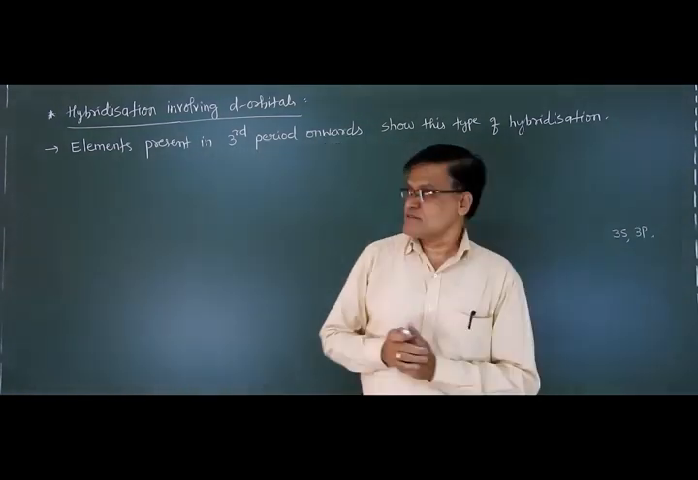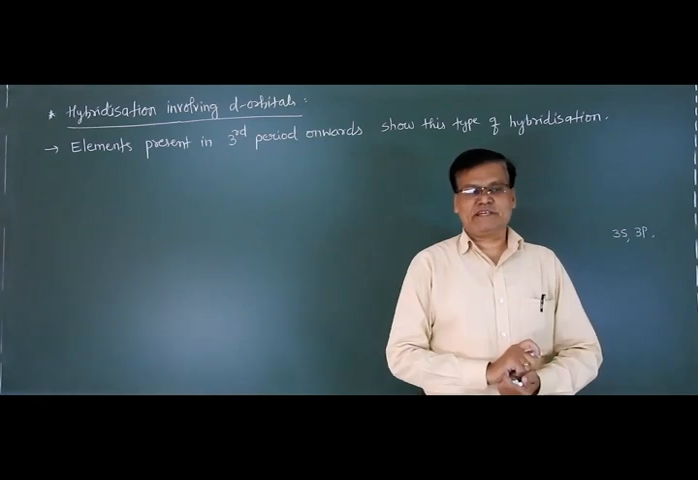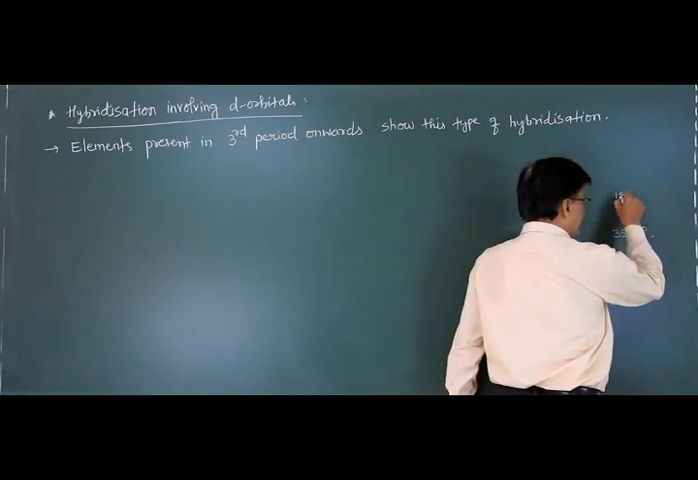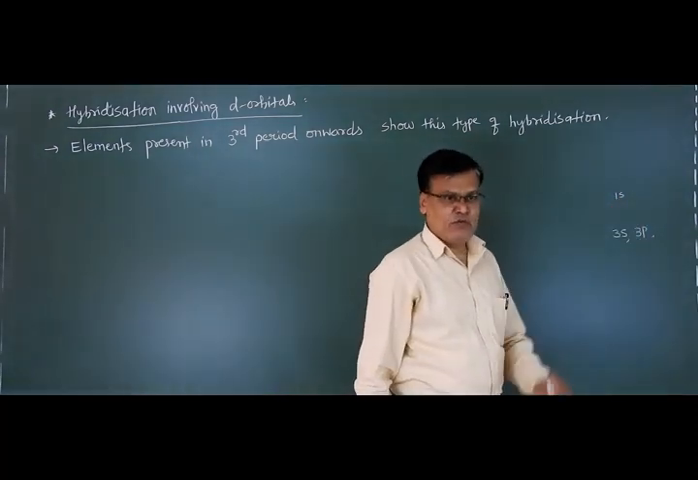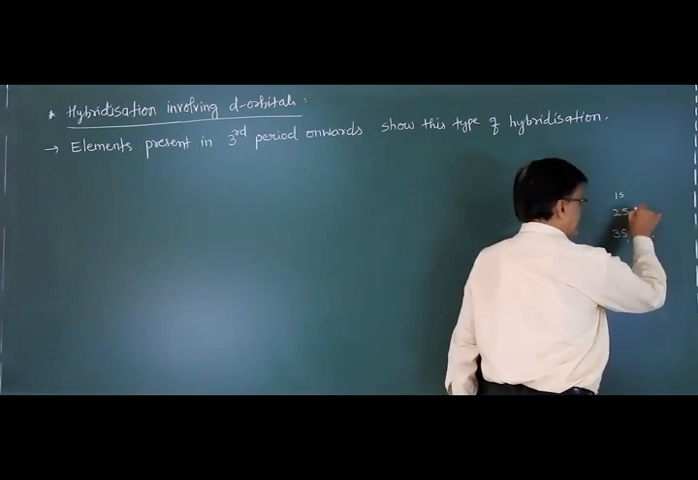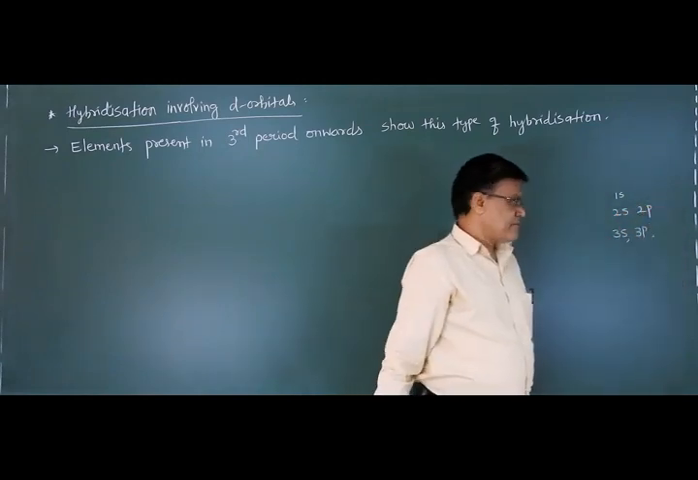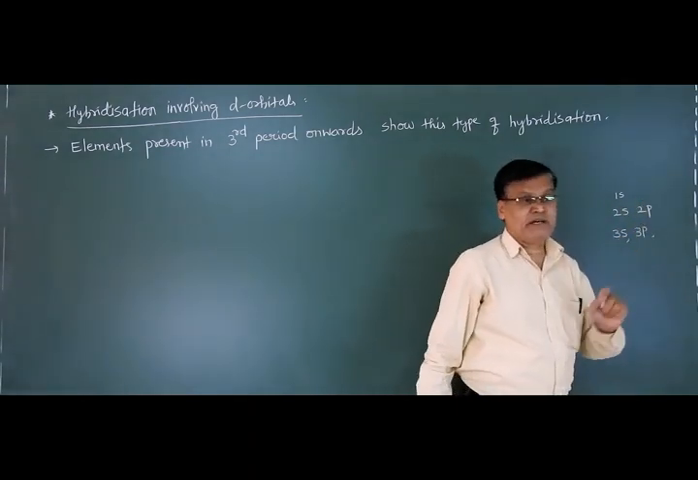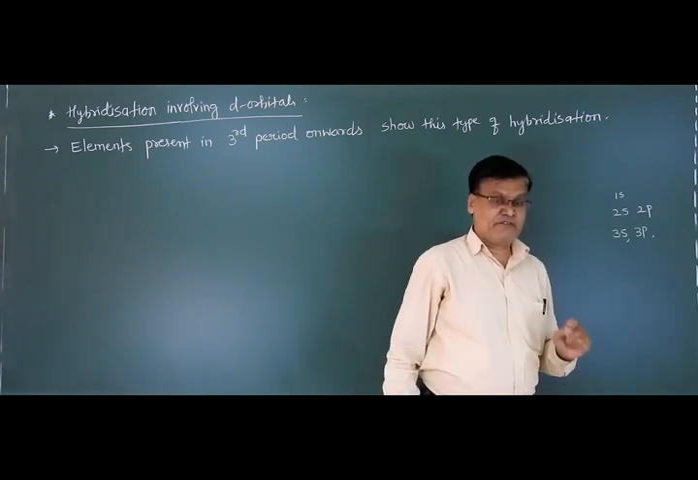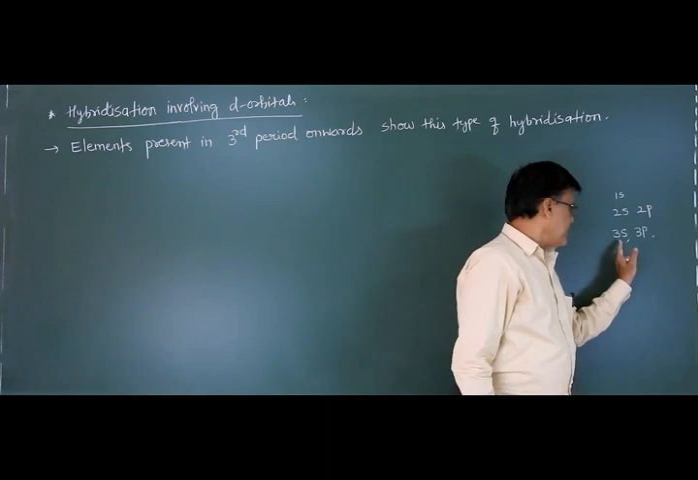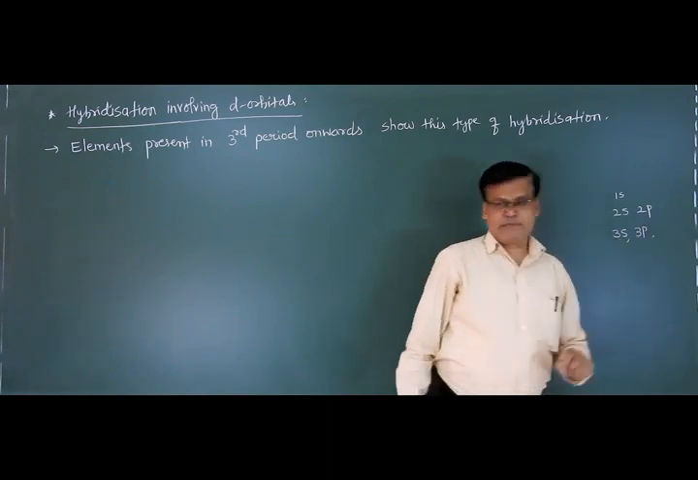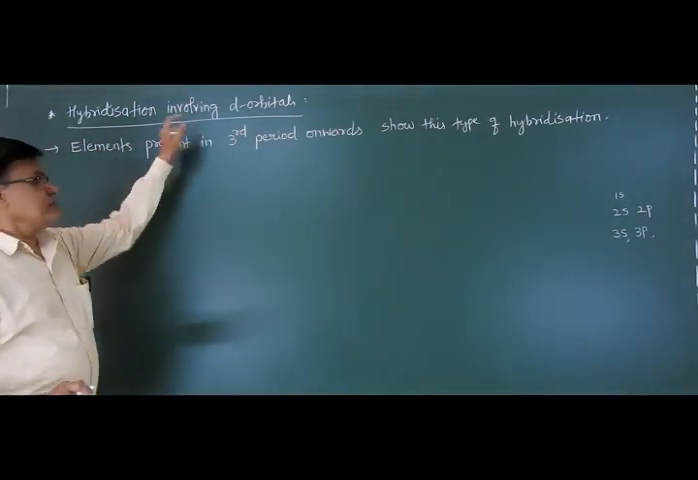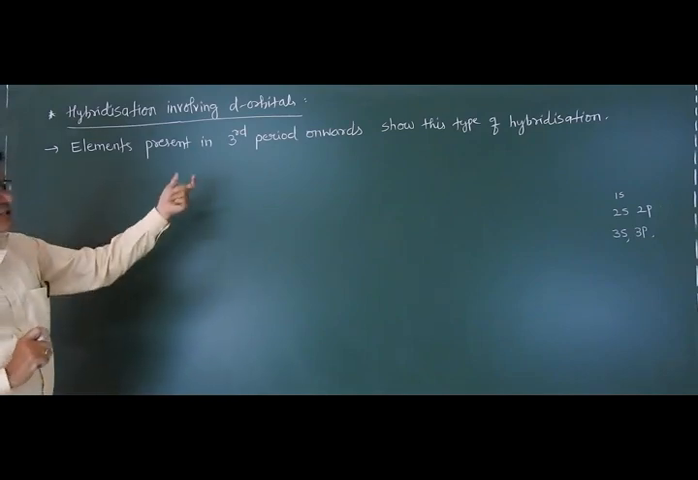Sir, why sir? Some students will ask, why not other elements, second period, first period elements, why don't they show this type of hybridization? Because the first shell has only the 1s orbital, and the second shell has only 2s and 2p orbitals. Clear? No 2d orbitals. D orbitals are present from third period onwards: 3d, 4d, 5d, 6d like this. Therefore, elements present in the third period or beyond always show this type of hybridization. Right? First part is clear, all of you.